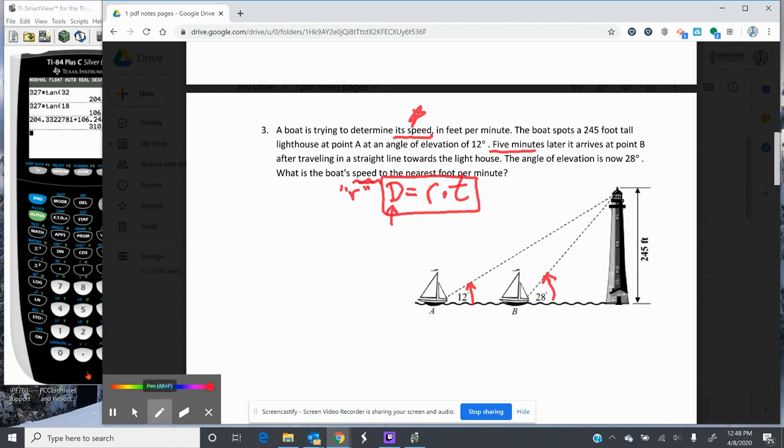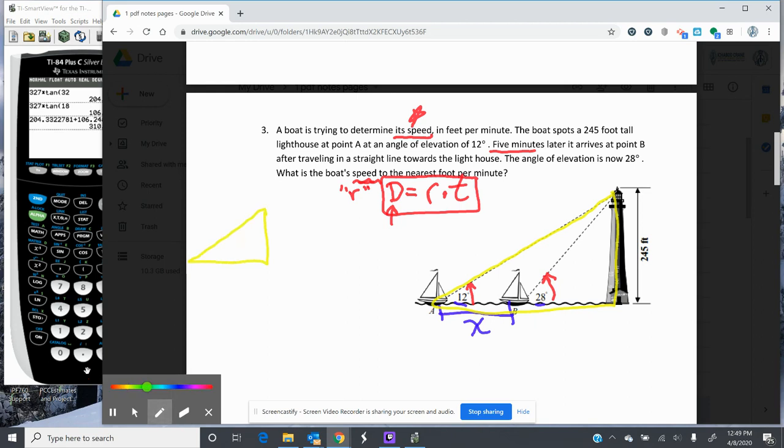So the measures we know as of now are 2 angles, 12 degrees and 28, and a height. What we're looking for is how far it went from point A to point B. So that's going to be our X measurement. But as we've done before, we have 2 right triangles here. We have the big right triangle.